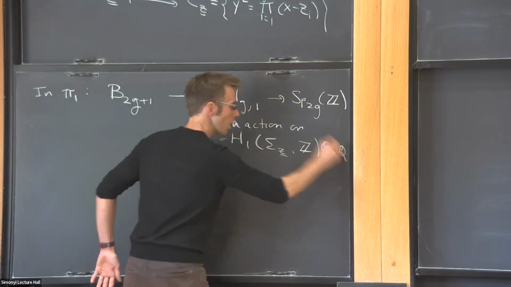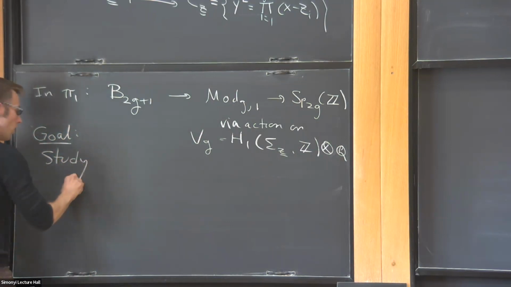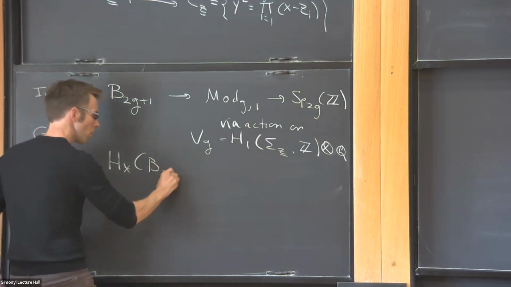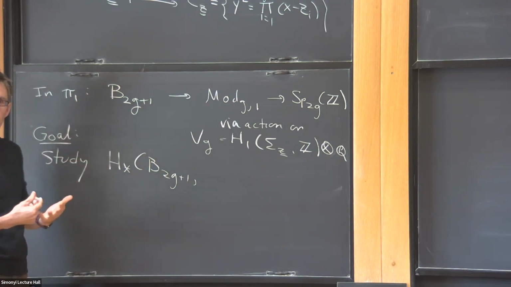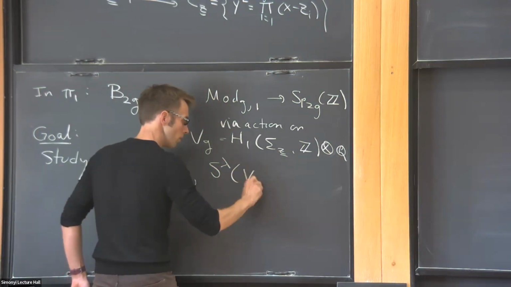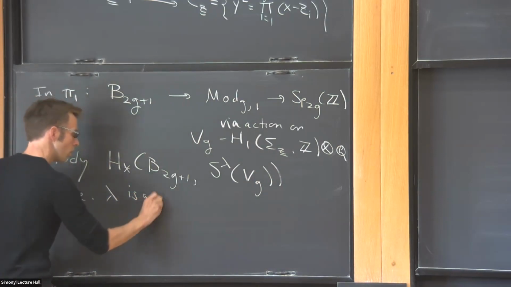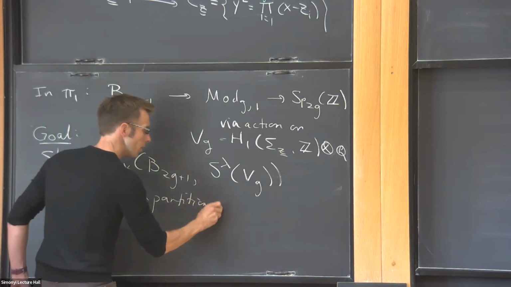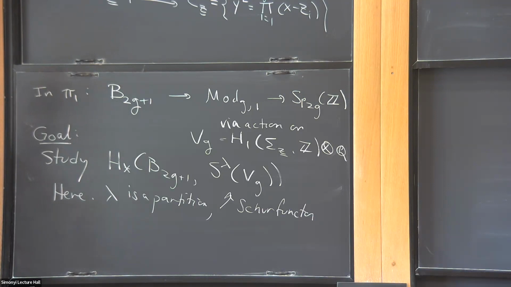Maybe I'll be focused on the rationalization. Our goal is to study the homology of these braid groups with coefficients in not just V_g, but various linear algebraic things I can do to it. So with coefficients in Schur functors applied to V_g, where lambda is a partition and this is the associated Schur functor. And that's our goal. It is perhaps too much to achieve as stated.